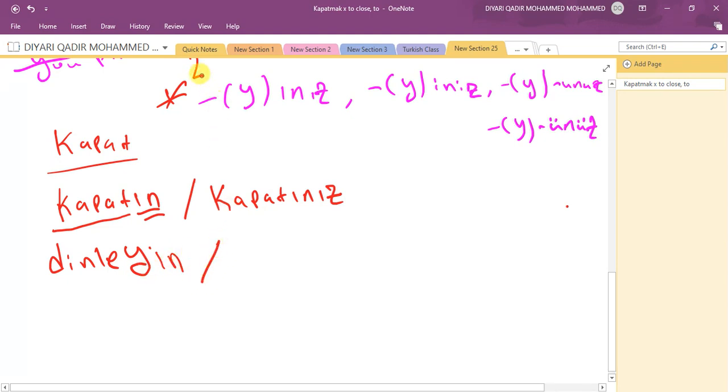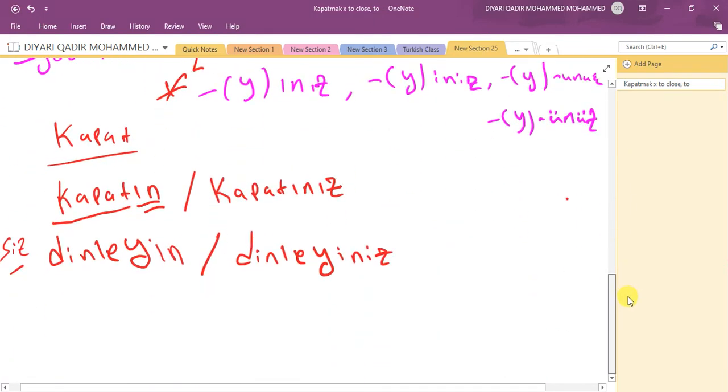Or I can use the second set. Look, this is the y, and then iniz. Dinle, y is the buffer, then iniz: dinleyiniz. Both of them are correct. Dinleyiniz, this is for siz, which means you as plural. Okay.